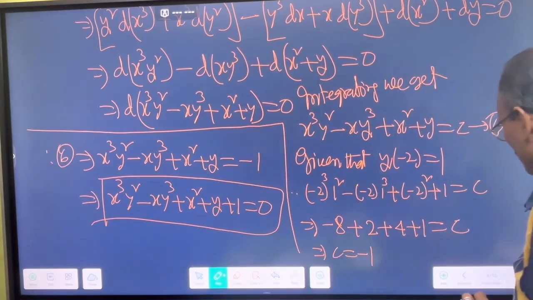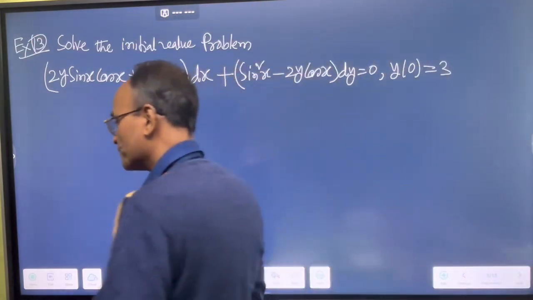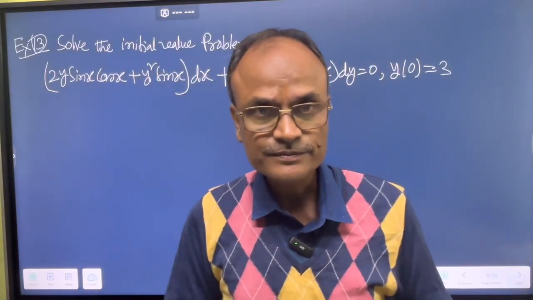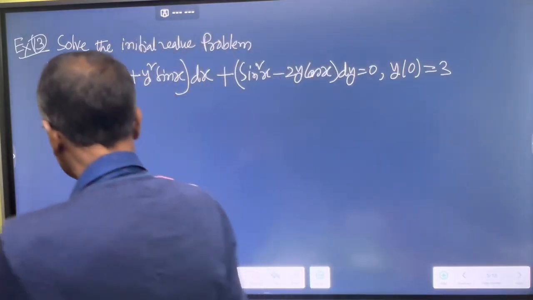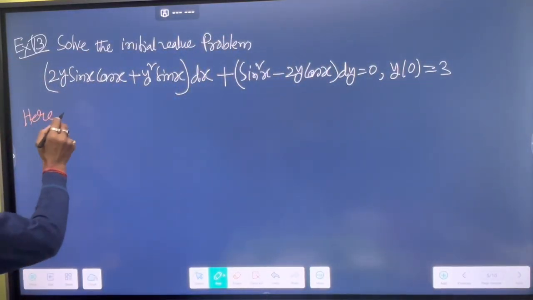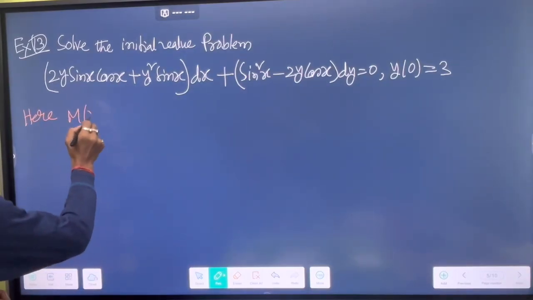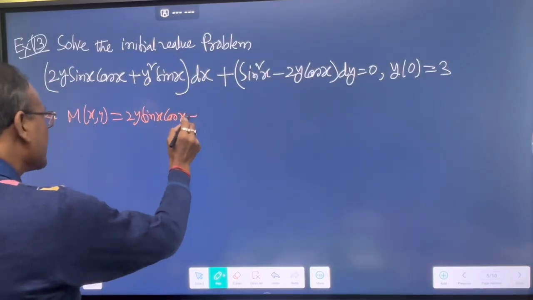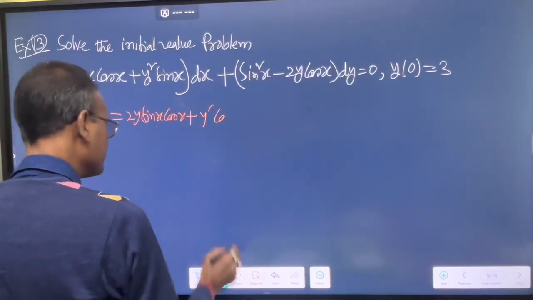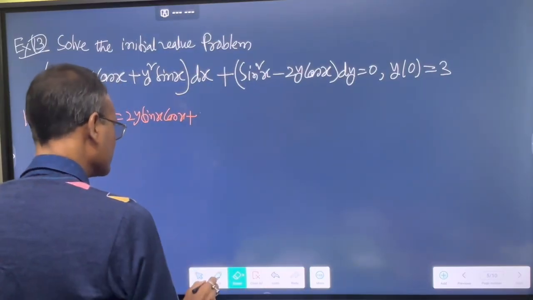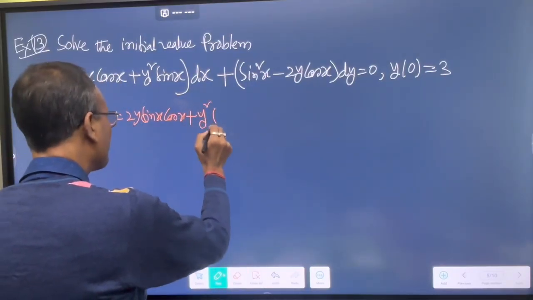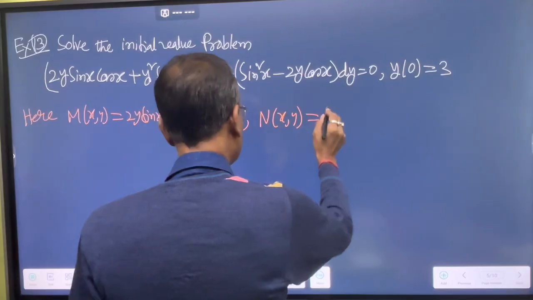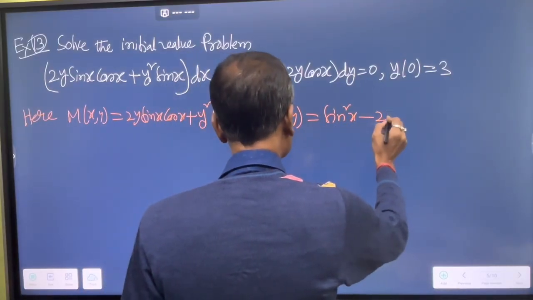Let us come to solve the question number 13. Here M is equal to 2y sin x cos x plus y² sin x, and N is equal to sin²x minus 2y cos x.